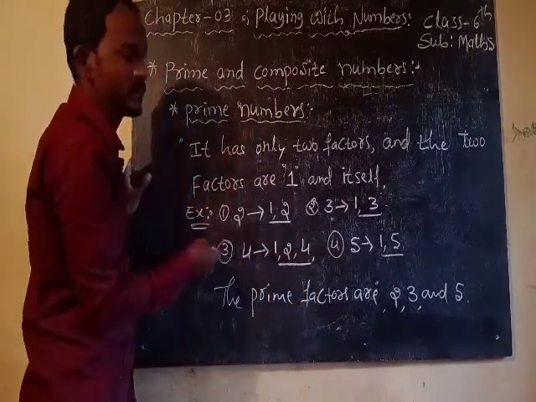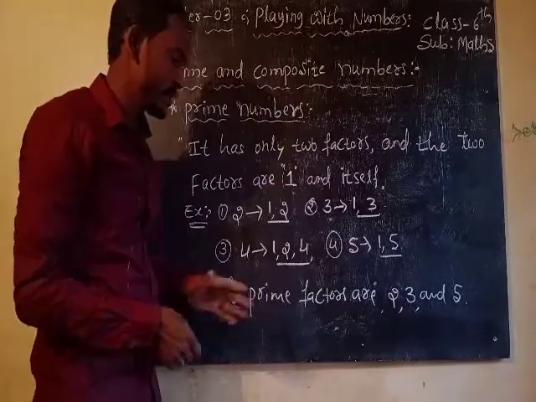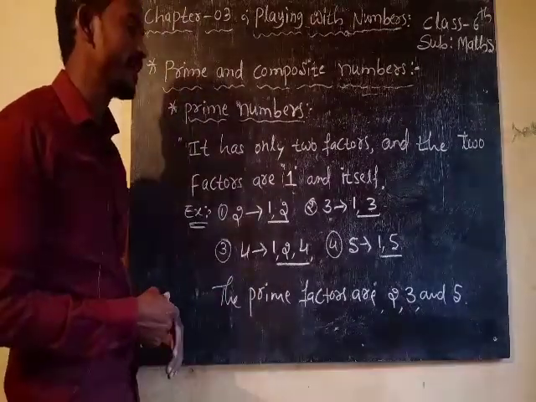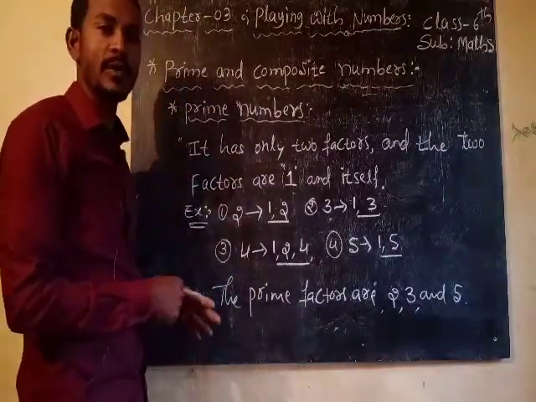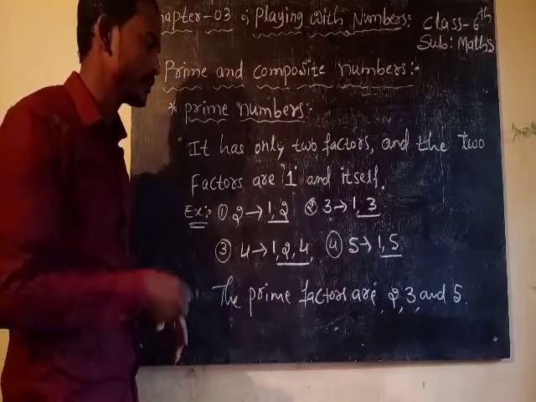In the next concept you have to discuss. Okay, this is one example for finding whether it is a prime number or composite number. Write down.